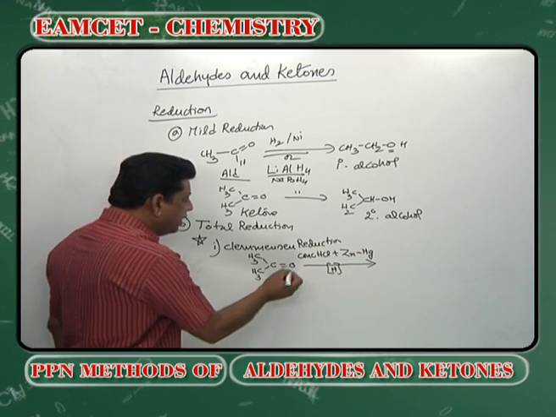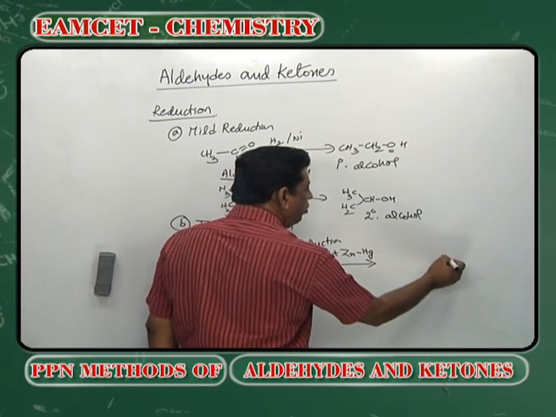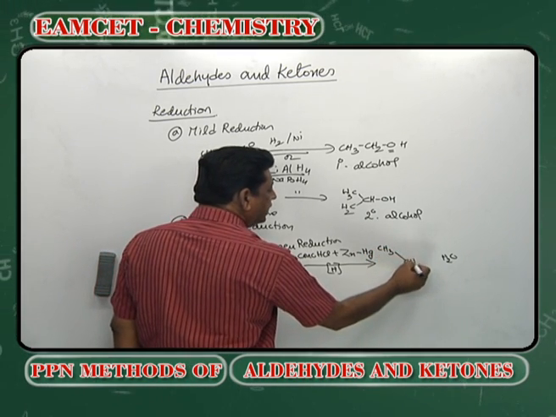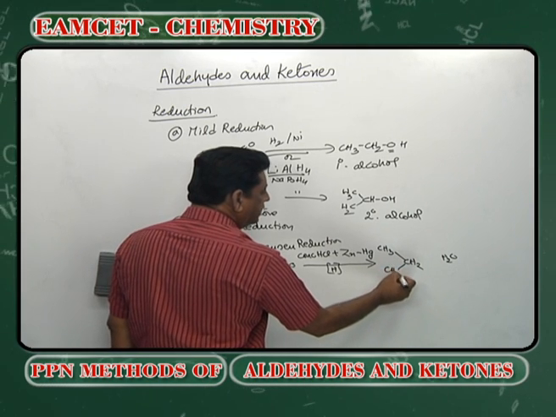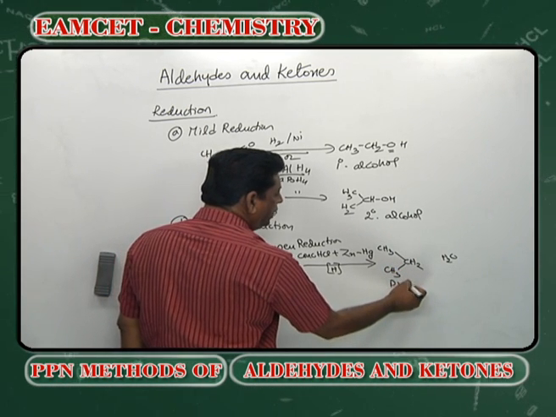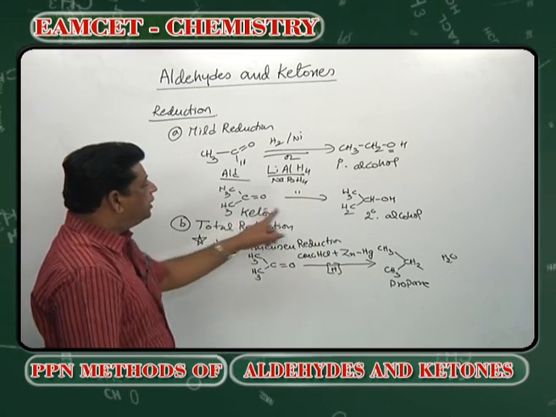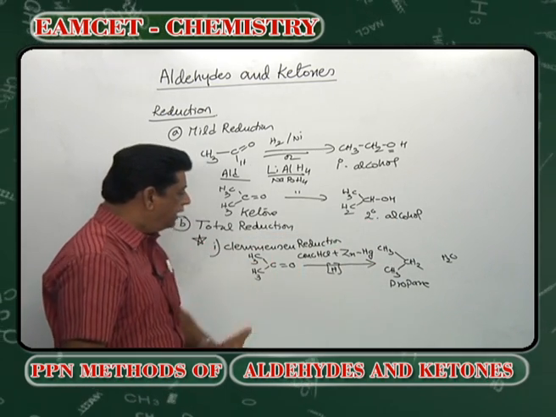When you add this one, the whole oxygen will be removed, in the form of water. The compound will become CH3CH2CH3, that is, in the place of O, we are getting CH2. So what you will get is propane. Total reduction it is, whereas in the previous case acetone becomes an alcohol where oxygen is still there. Here oxygen is removed totally, isn't it?